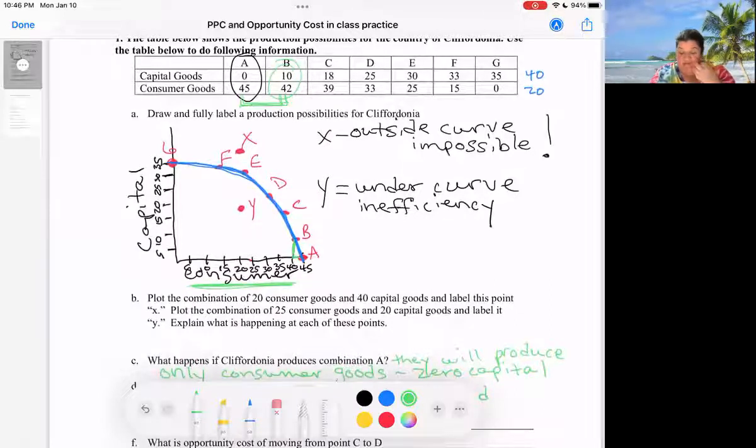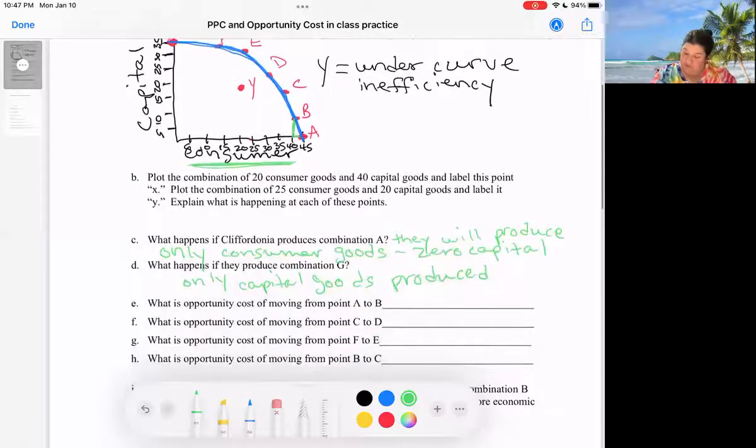So what is the difference? When I move from point A to point B, I went from 45 on the X to 42 on the X, which meant that my opportunity cost was, who can do math? 3. But 3 what? 3 consumer products. That's what we got. So when you're moving up the curve, your opportunity cost is the items that are on the x-axis. So 3 consumer goods.